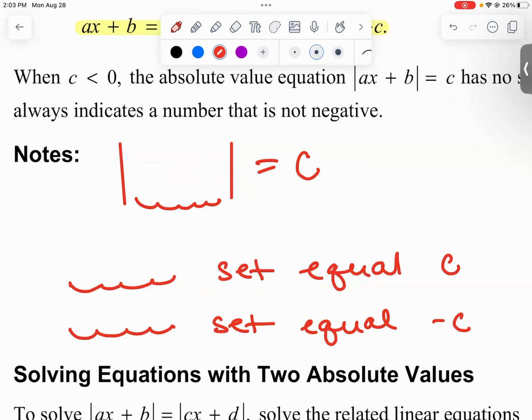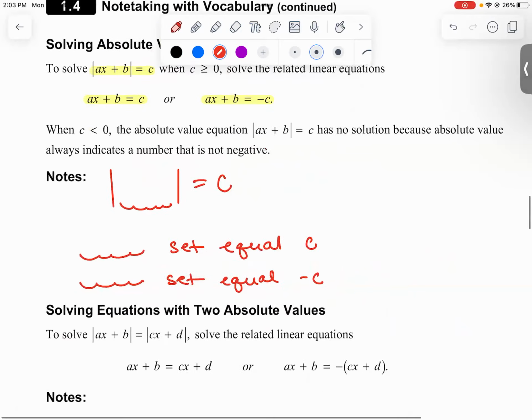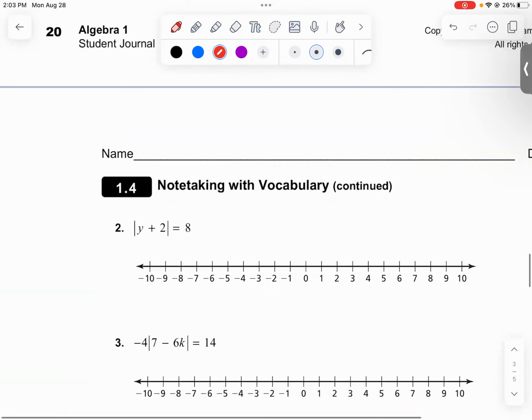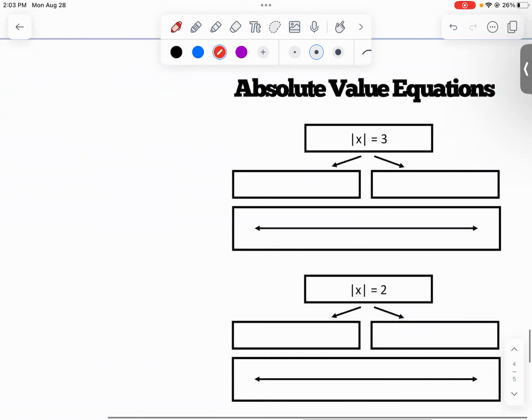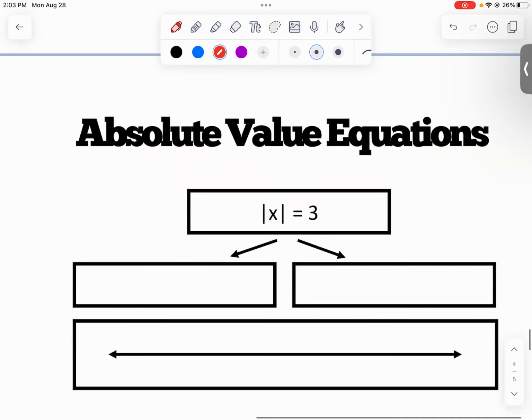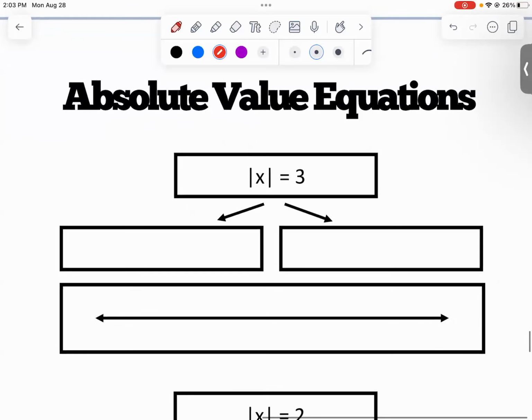Chapter one. I'm going to read chapter one, boys. The absolute value of X minus 1 equals 3. Okay, we're going to start off really light.